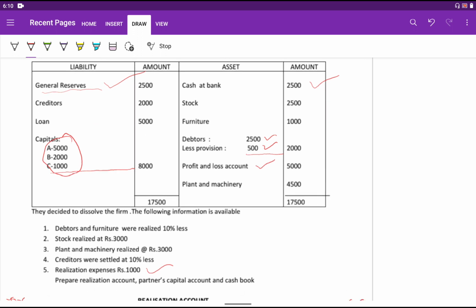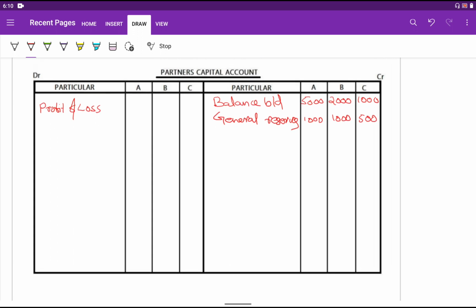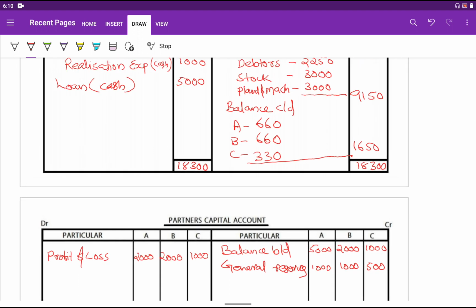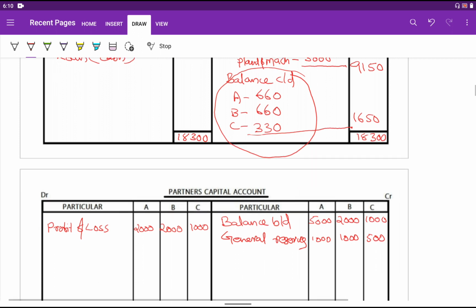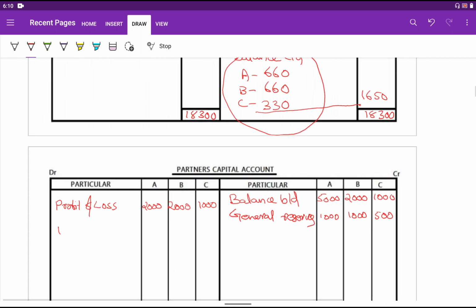So that is 5,000. We'll transfer 2,000, 2,000, 1,000 according to the 2:2:1 ratio. Okay, now next one is the realization loss. We will transfer the realization loss. What is the realization loss? 616 for A, 616 for B, 313 for C.